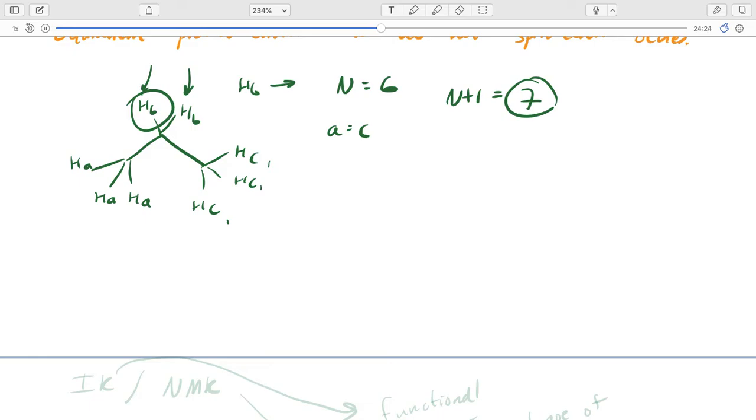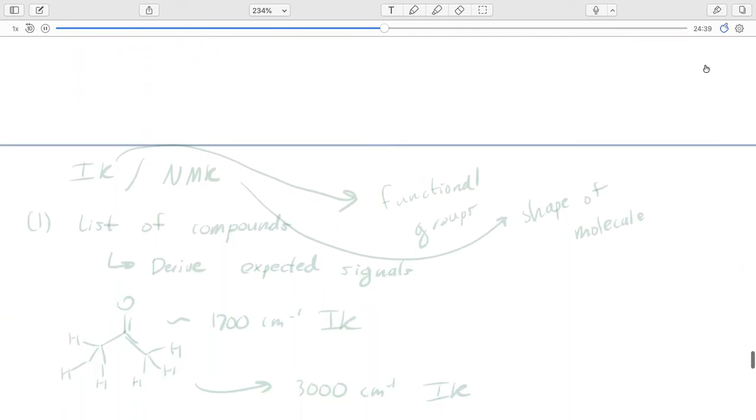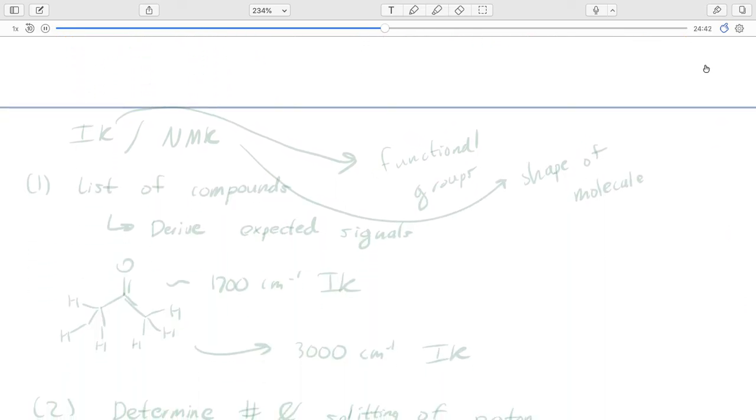Does that make sense, the splitting pattern for propane? Okay. In fact, do you guys want a strategy of how to attack the NMR problem? Here is the strategy that I would suggest.